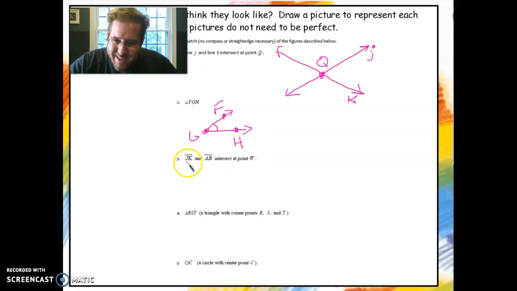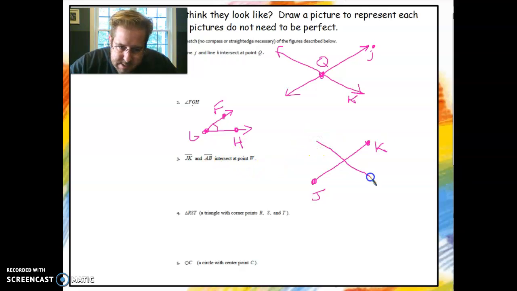We have line segment JK and line segment AB intersect at point W. Okay, so we have endpoints for segments. Capital J, capital K. And then we have intersects. It doesn't say how, so we have another. Oh, no, I'm sorry. It's kind of hard for me to see. That looks like that says a line.